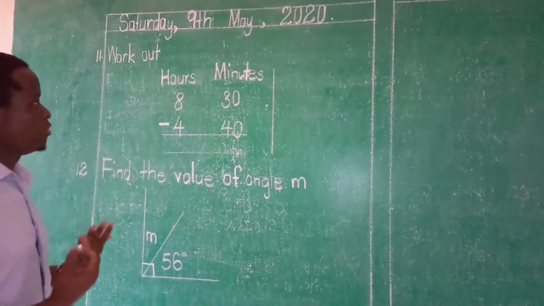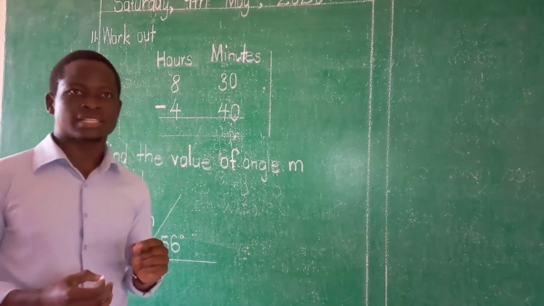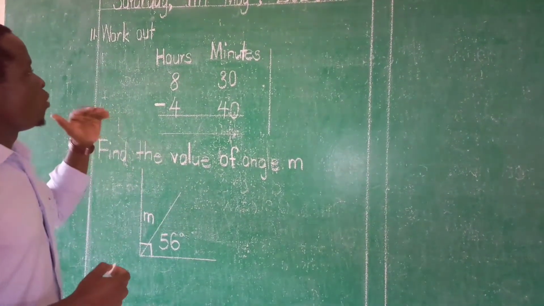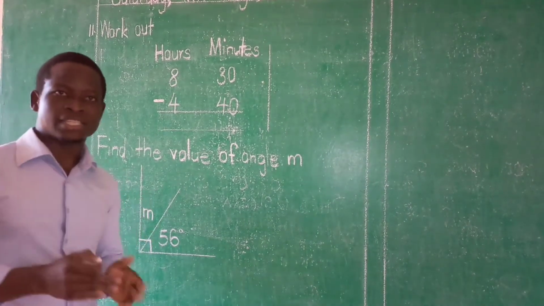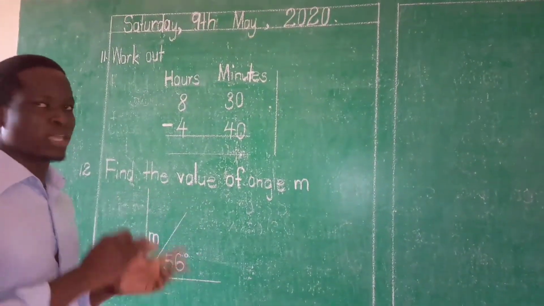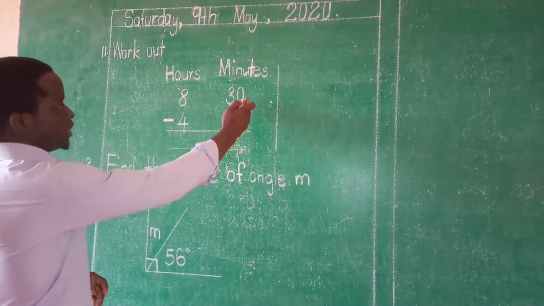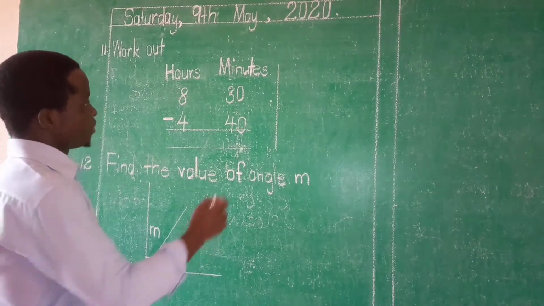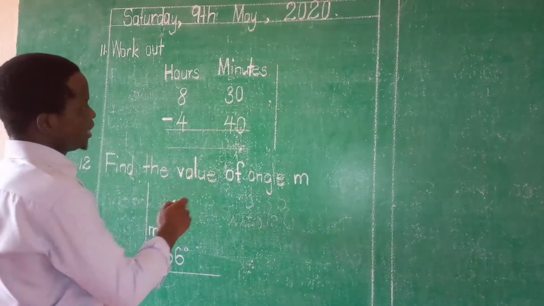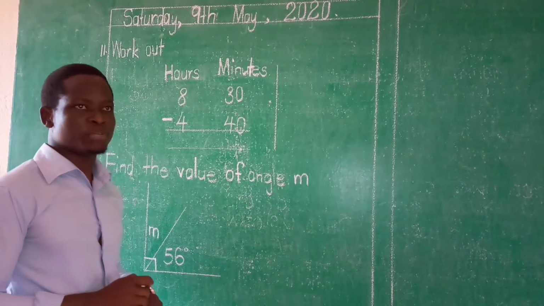The moment you hear of hours and minutes, there is something that must come to your mind. And what's that? You must know that 1 hour has 60 minutes, right? And 60 minutes make 1 hour. Now let's start. We subtract starting with the minutes. You see here we have 30 minutes, take away 40 minutes. Which is difficult. How do we make it possible?